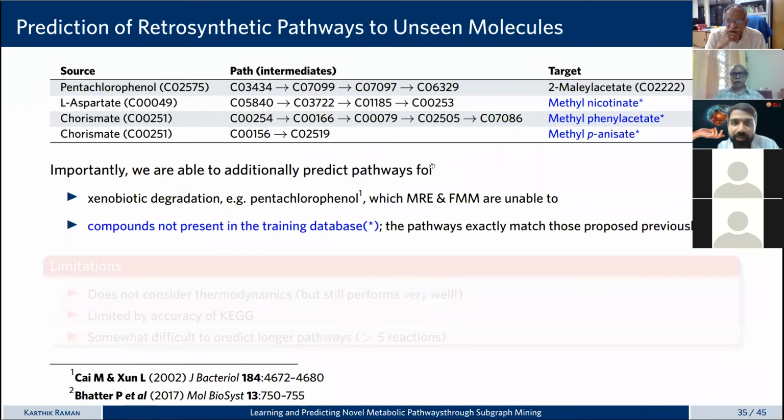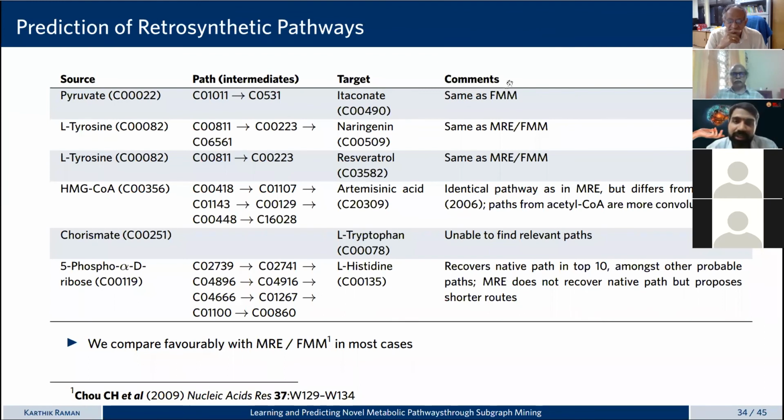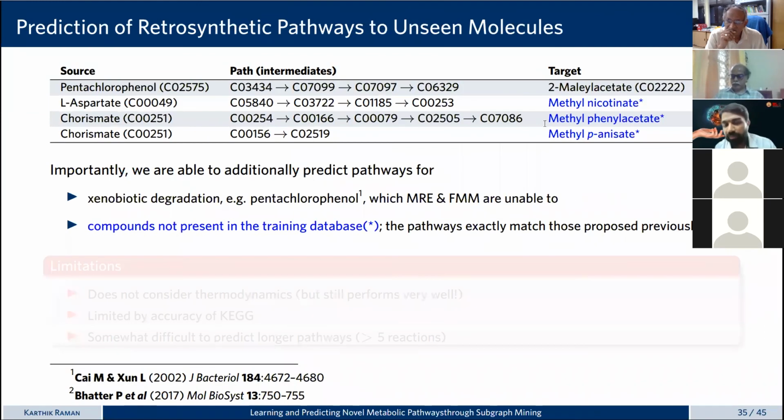The strength of our method is to predict such pathways to unseen molecules, to molecules that don't exist in the database. Many of these tools, like Metabolic Route Explorer or FMM, basically predict pathways to molecules when the paths already exist. But what we did was look for pathways to some unknown, new interesting molecules. In fact, there's a very interesting set of molecules.